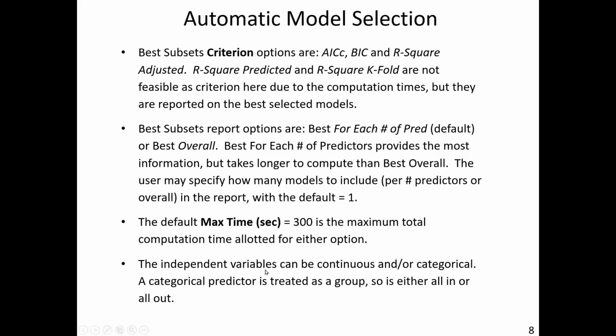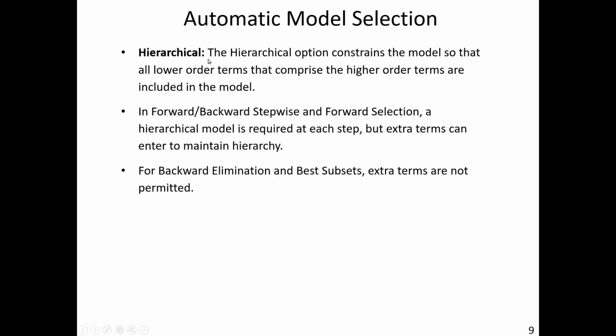So as with the stepwise, the independent variables can be continuous and or categorical. A categorical predictor is treated as a group, so it's either all in or all out. You have a hierarchical option. This constrains the model so that all lower order terms that comprise the higher order are included in the model. So if I have, for example, an A-B interaction, then that means that both A and B must be in the model. And this is the default, and it is recommended that you use hierarchical. So these are just some additional technical details. I won't get into that with forward stepwise, backward elimination. We'll leave that.